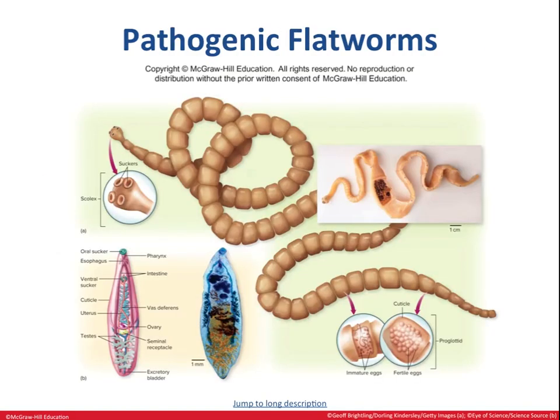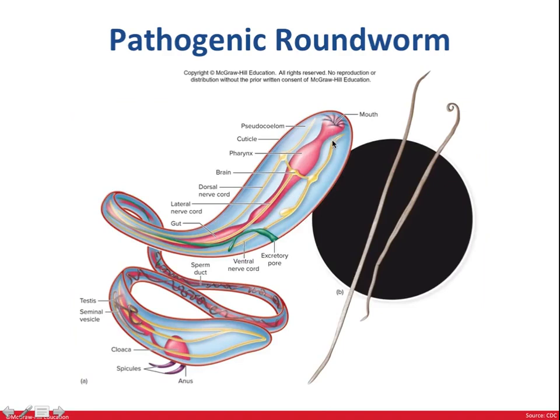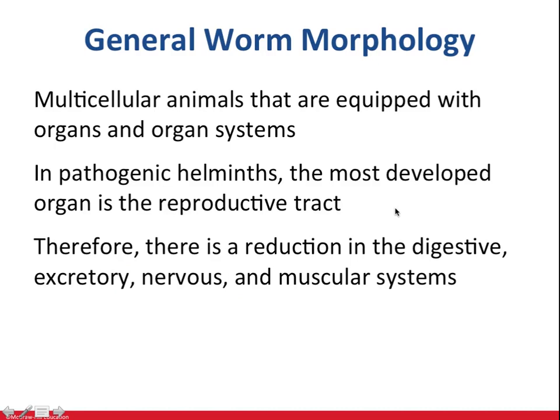So this is the flatworm. We can see this type of worm has many segments. And this is the roundworm, which is an unsegmented, cylindrical, hollow tube. The worms actually have their organs. Those worms are multicellular animals, multicellular living organisms, so they have their own organs.